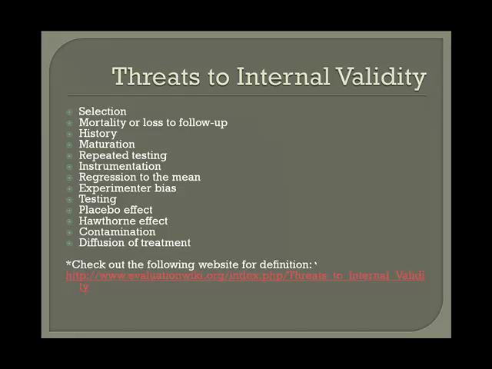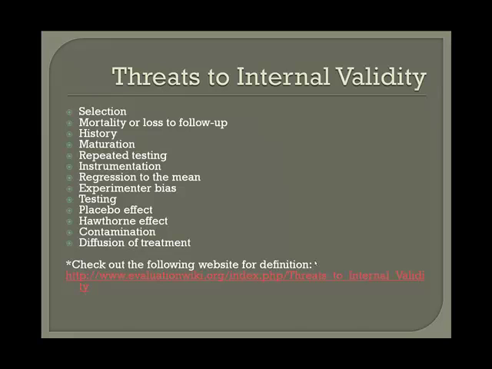The next threat to internal validity is regression to the mean. If a certain measure is not extremely reliable, there will be some variations between repeated measures, and the chances are that the measurements will move towards a mean instead of towards extreme. So again, if your measure is not reliable, you're going to have problems with regression to the mean.